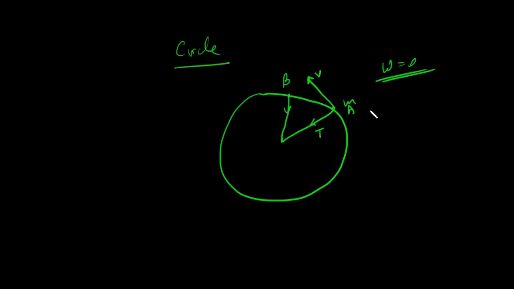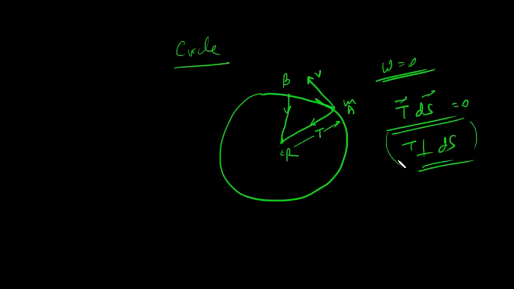Why is this work done 0? First of all, because in the displacement of the particle, T dot ds will be 0, because T will be perpendicular to ds, as T is along the radius, and displacement will be along the tangent, so along the direction of velocity. So T is perpendicular to ds, T dot ds is 0, so work done is 0.